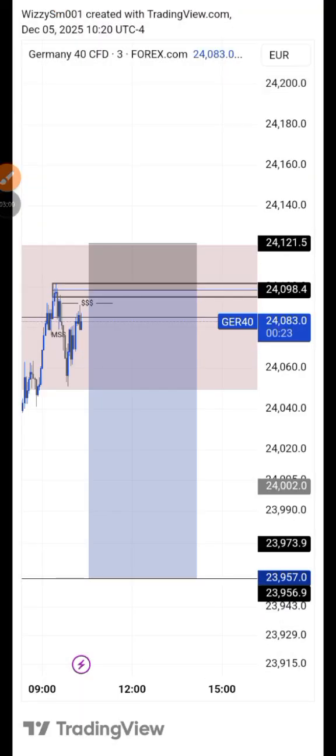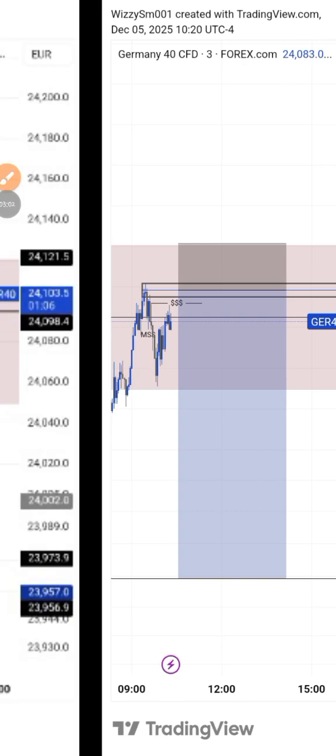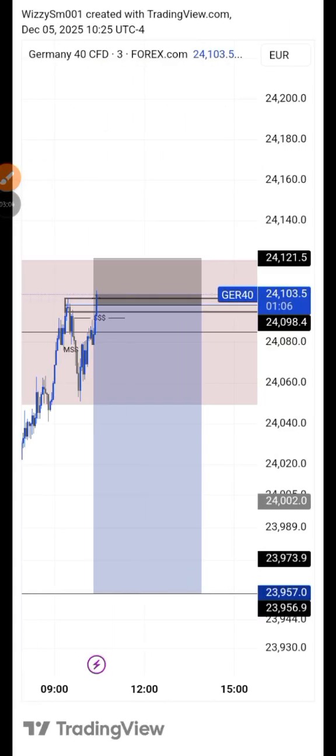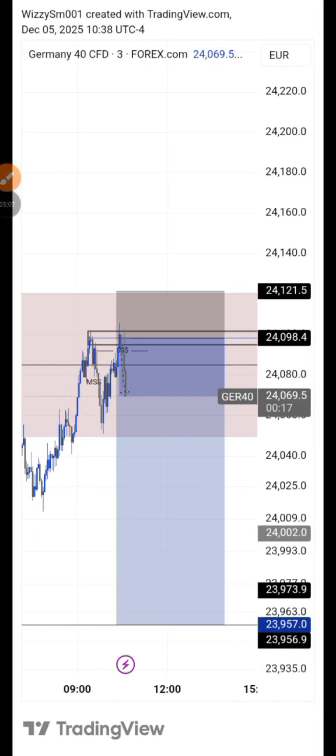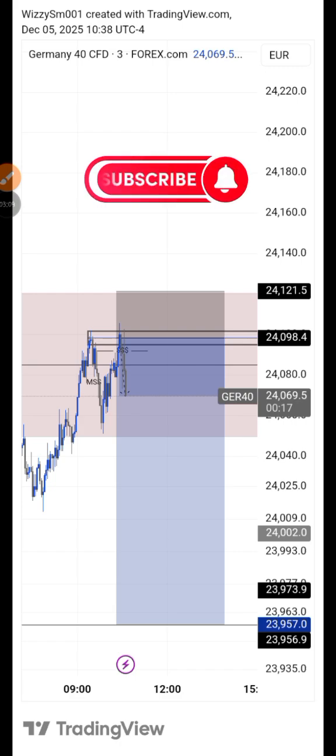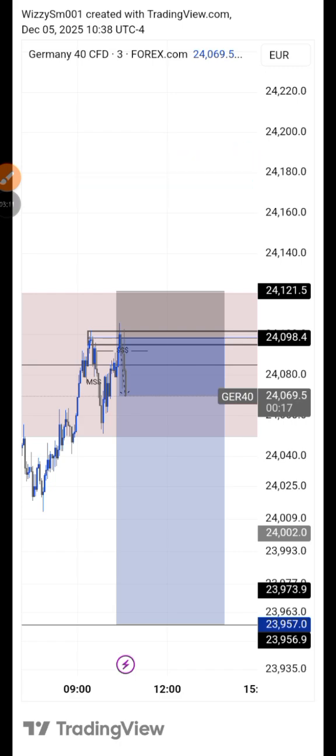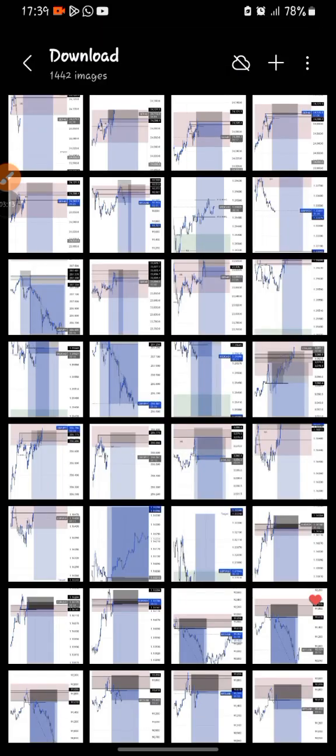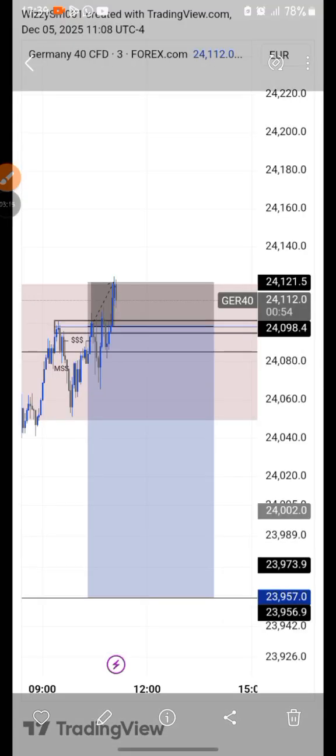So yeah, this was the entry. Market actually tapped deep, gave a rejection, but later went to hit stop loss. Yup, went to hit stop loss.